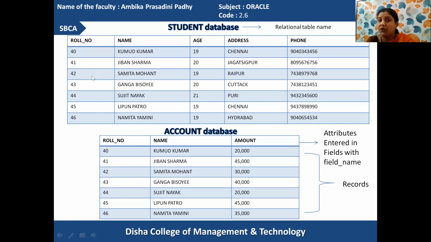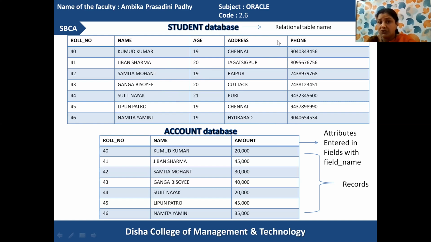Suppose the roll numbers 40, 41, 42, 43, 44, 45, 46 are there. The 7 students' names you have already entered, and age we have already entered. Their address is there, their phone numbers are there. Those information I have already entered. You can similarly enter the data into the table. And how to enter the data into the table, we'll learn the query lines for it in the subsequent classes.